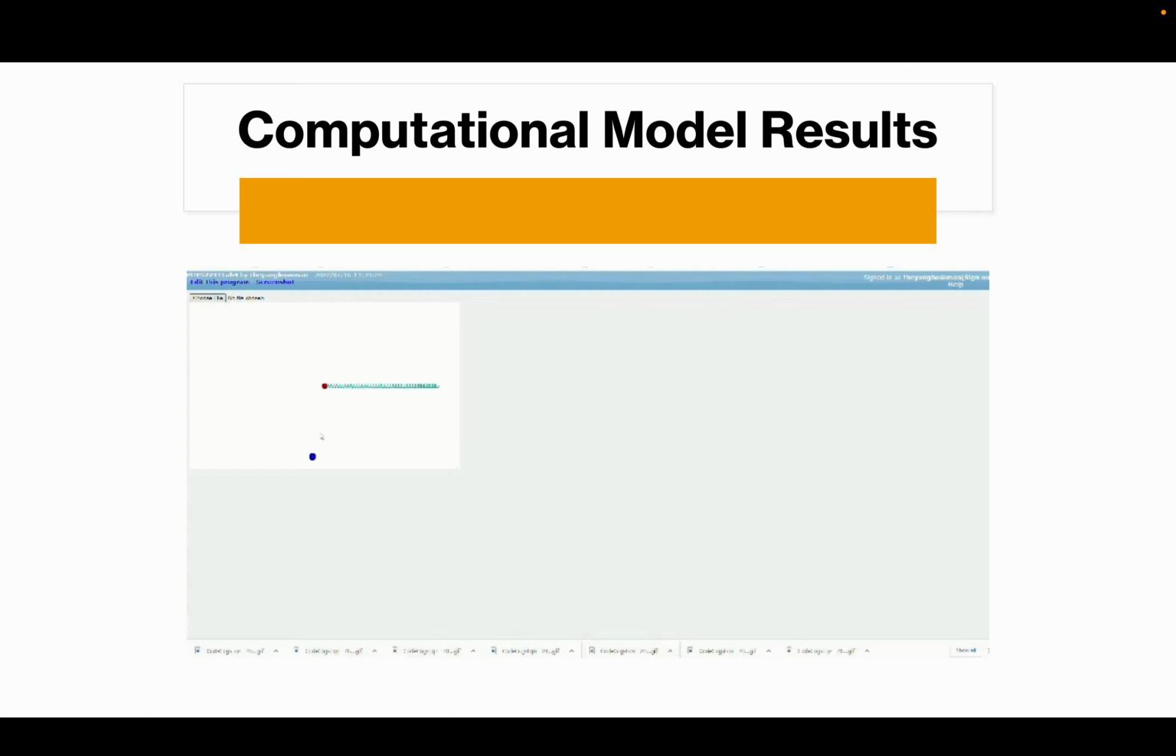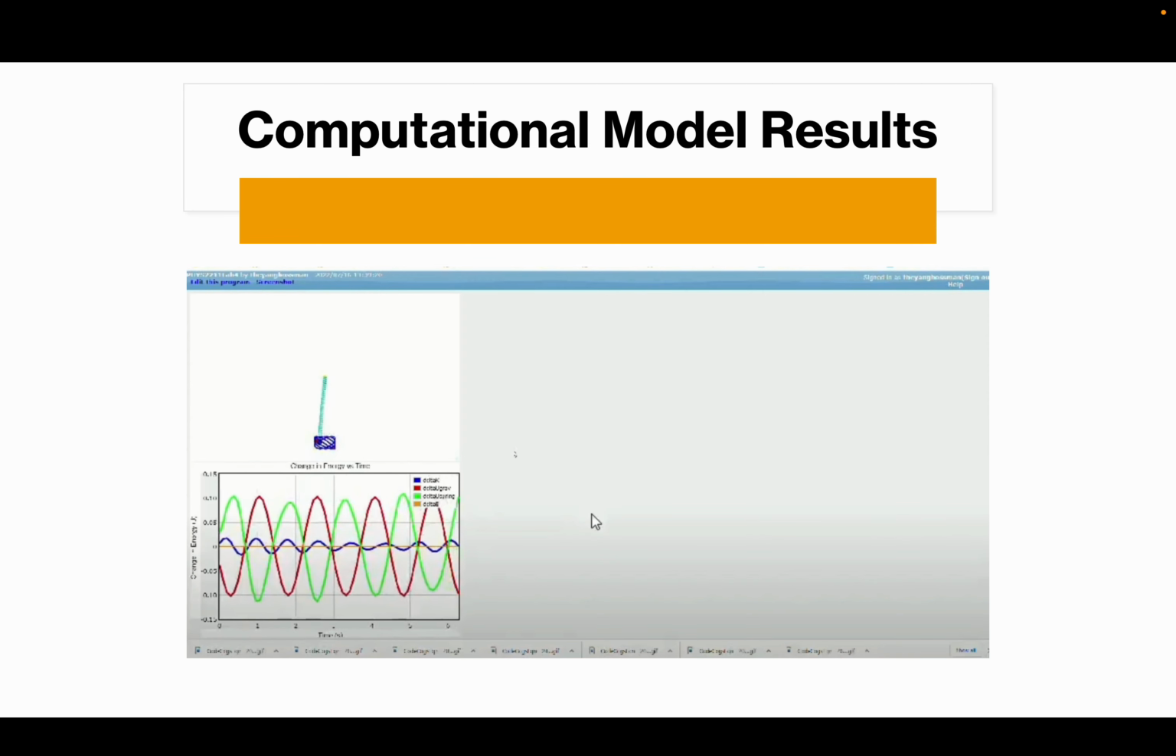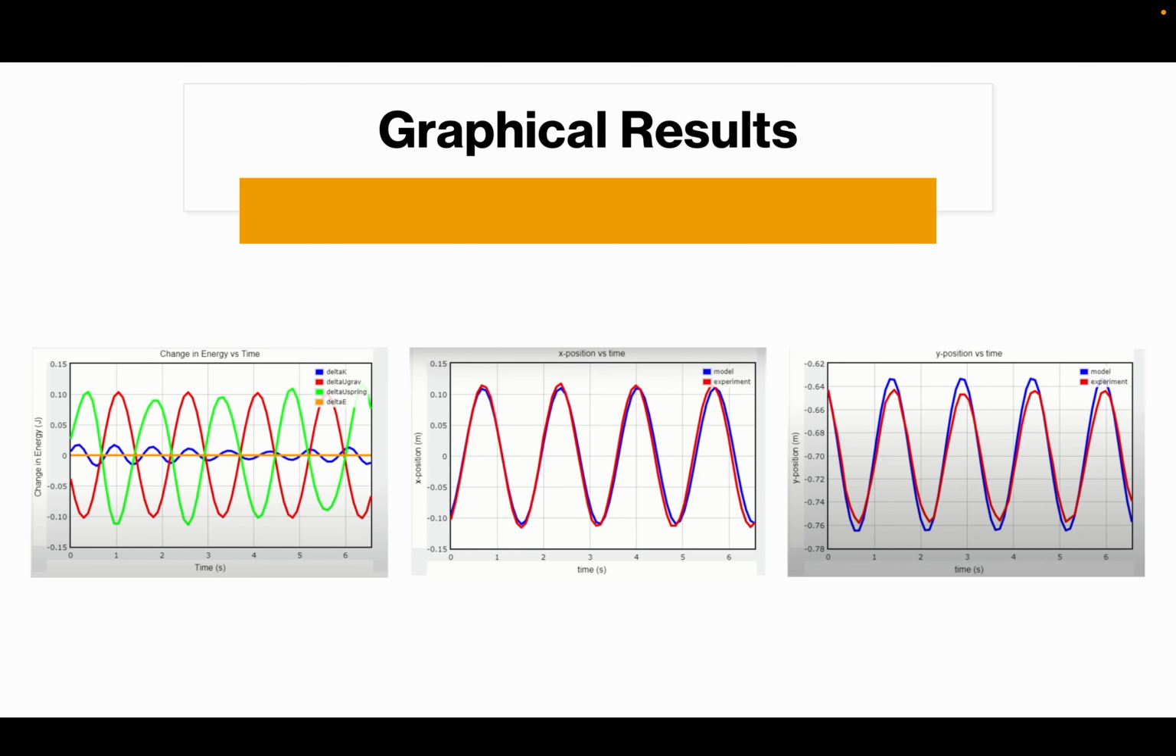So after we run the program, we get this as a result. As you can see, the mass of the object is oscillating, moving back and forth. And here you can see our graphical results. On the left, we have the change in energy versus time. In the middle, we have the position versus time graph for our computational model. And on the right, we have our y position versus time, which is for our tracker video analysis.